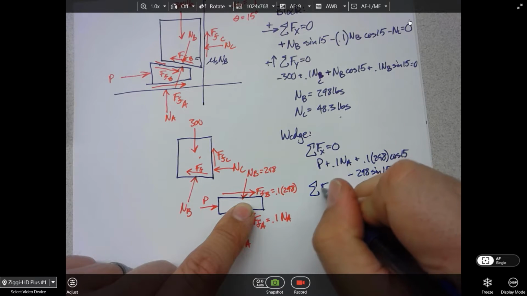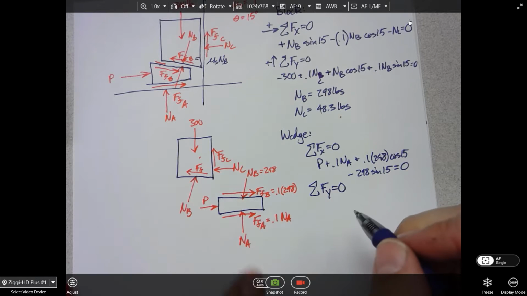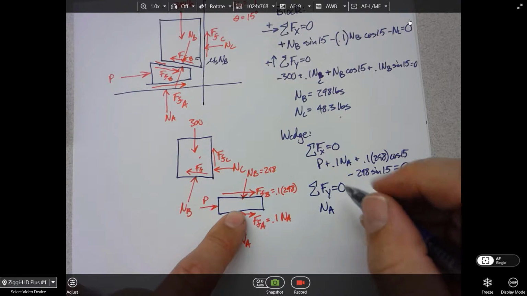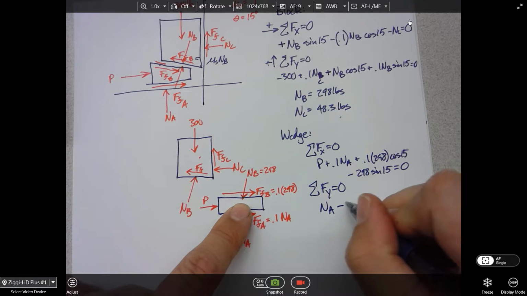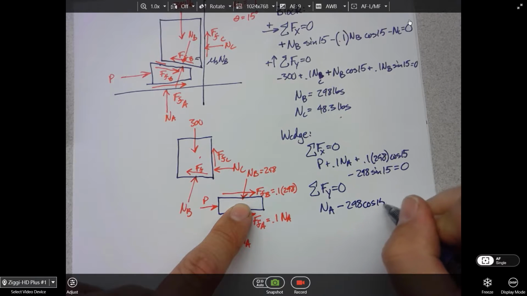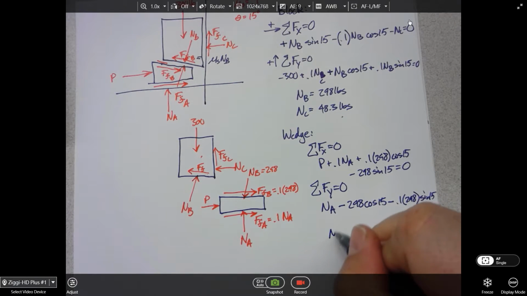And we can say the sum of the forces in the Y is equal to 0. Then I'll have NA minus 298 cos 15 minus 0.1 times 298 sine 15 equals 0. And I can solve for NA and P.